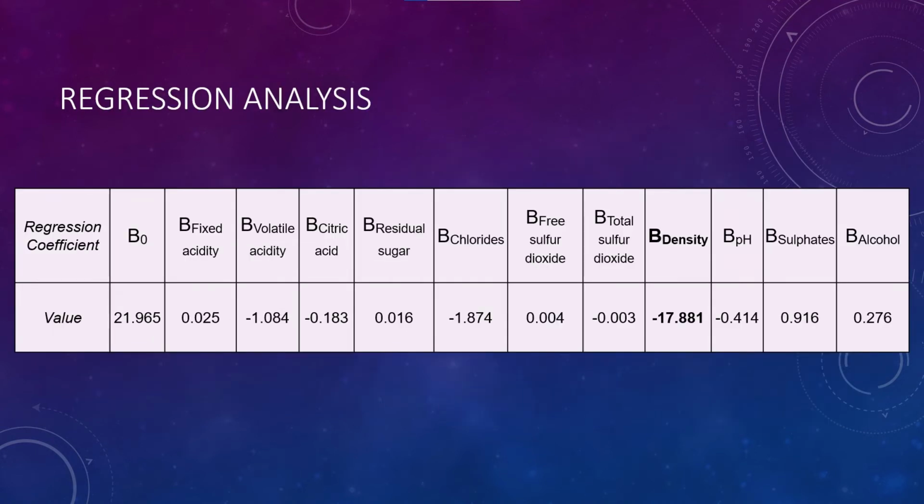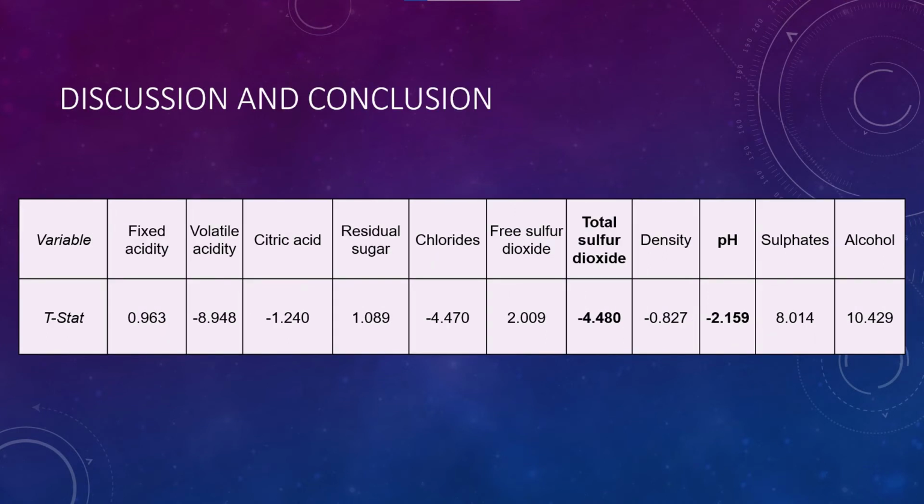The regression coefficients are the ones shown in the table. We can see that the density has the highest value with the exception of the intercept, which is beta 0 in this case. However, the actual significance of the linear relationships can be known using the t-test, of which the results are shown in this slide.